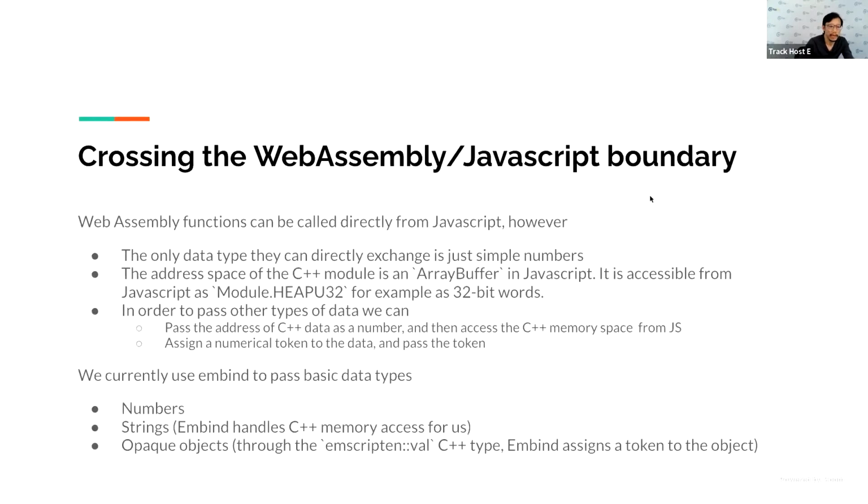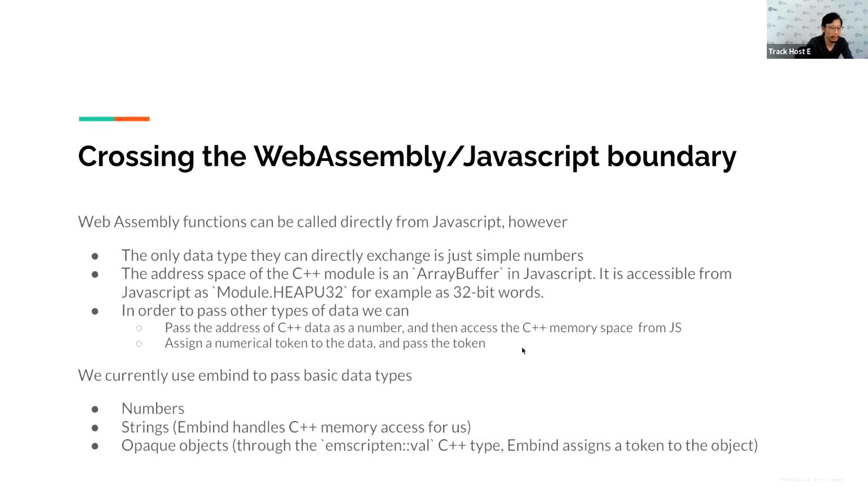By crossing the WebAssembly JavaScript boundary, the WebAssembly functions can actually be called directly from JavaScript. If you write a C function, you declare extern C, you can directly call it from JavaScript. However, the only type that can be directly exchanged is simple numbers. You can pass numbers, but not other objects. But in order to pass other objects, we'll take advantage of the fact that the entire address space of the C++ module is an array buffer in JavaScript. It is accessible from both JavaScript and C++, of course, because it's C++ address space. In order to pass other types, we pass C++ data as a number, and then we access the C++ memory space directly from JS, or we can create a numerical token for the data, and we pass the token. That would take a lookup. It's a bit slower, but as I said, performance is not our first priority.